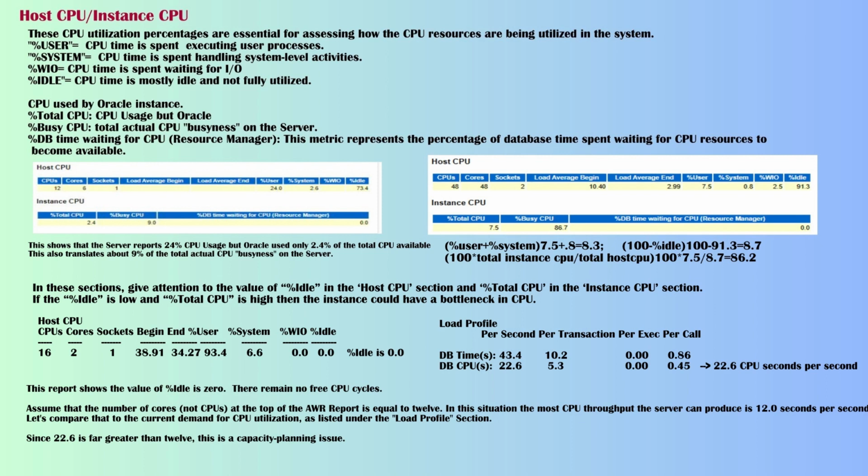For example, assume that the number of cores, not CPUs, at the top of the AWR report is equal to 12. In this situation, the most CPU throughput the server can produce is 12.0 seconds per second. Let's compare that to the current demand for CPU utilization, as listed under the load profile section. Since 22.6 is far greater than 12, this is a capacity planning issue.